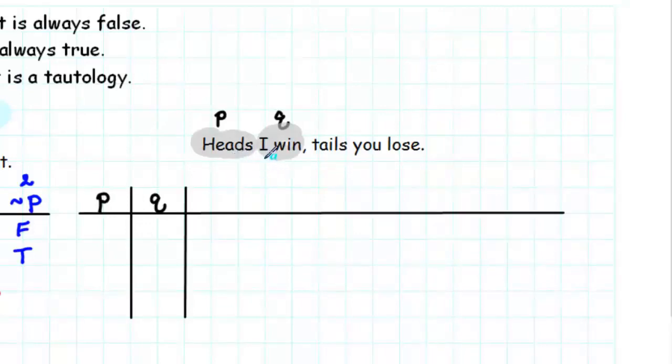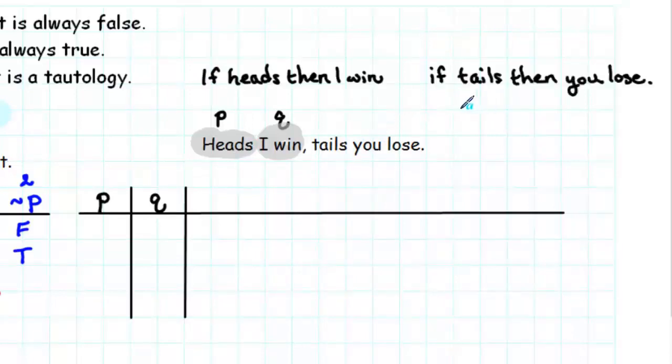Well, the first part, we might rewrite as if heads, then I win. And the second part, we might rewrite as if tails, then you lose. Now the tricky part is how to connect these two together. Should we use the word and, or should we use the word or? Well, it's not possible to get both heads and tails on the flip of a coin, but it is possible to get heads or tails on the flip of the coin. So we want to write this as a disjunction using the word or. If heads, then I win, or if tails, then you lose.